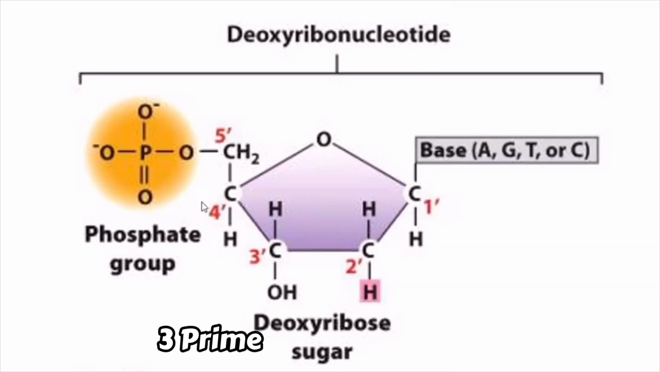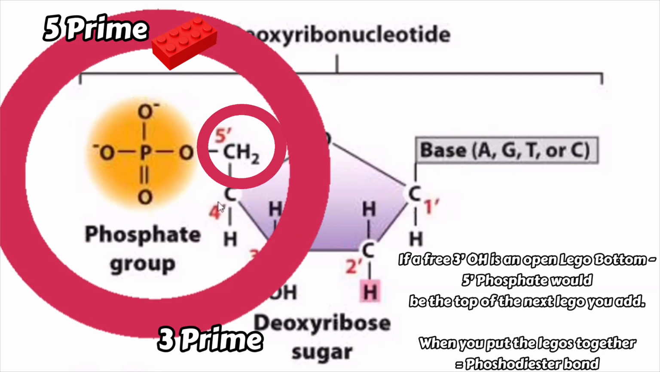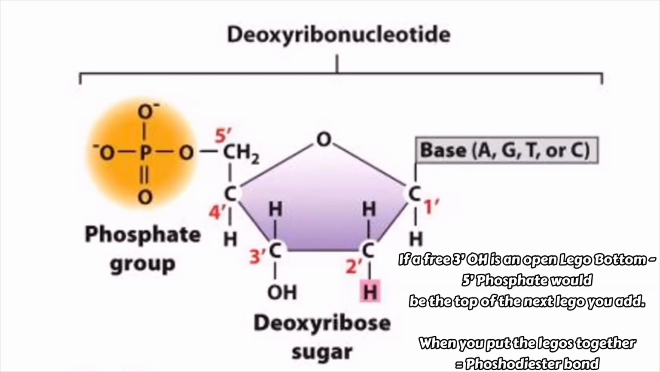Carbon 4, I said there's something special about all of them except for one. Well, the one is carbon 4. So there's nothing you need to know about carbon number 4, but carbon number 5 is where the phosphate group will be attached. So the phosphate group is attached to carbon number 5. So carbon 1 is the base. Carbon 2 is identifying. Carbon 3 is where I would add another nucleotide, and carbon 5 is where the phosphate group would be attached.